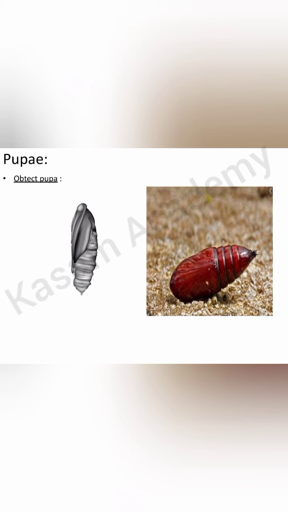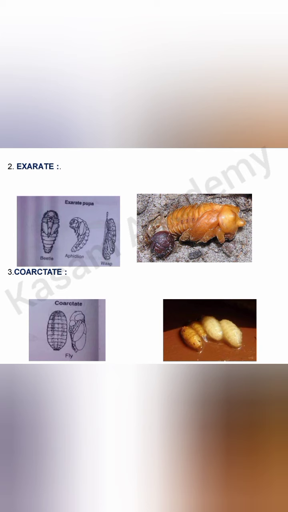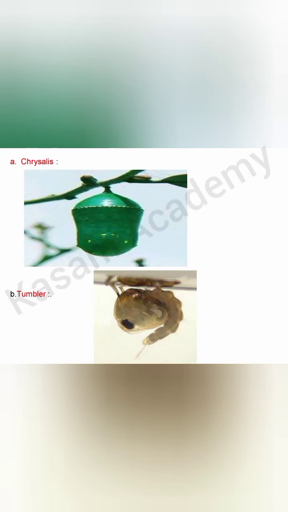Here you can see all the body appendages are fused together. Generally we see this kind of pupa in moths. The next kind of pupa is the exarate type of pupa. Here in this pupa you can see all body appendages are loosely attached. They are not fused. Generally we see this kind of pupa in beetles. The third type of pupa is the chrysalis pupa. Here the pupa is attached to the branch with the help of a stalk called the cremaster.